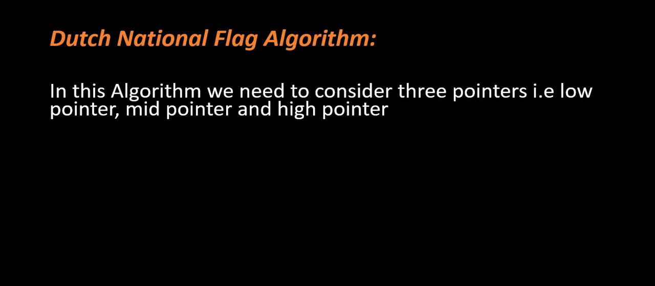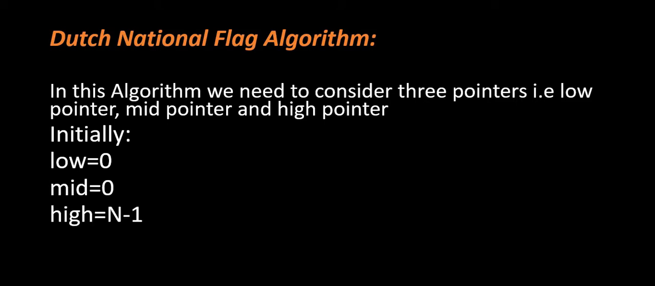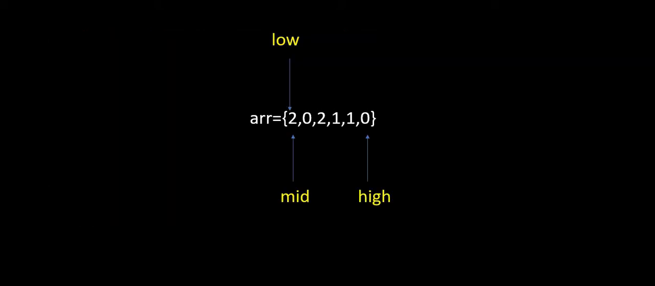In this algorithm we need to consider 3 pointers, that is low pointer, mid pointer and high pointer. Initially we'll initialize low equal to 0, mid equal to 0 and high equal to n minus 1. So from this diagram you can see that low is pointing to the 0 index, mid is also pointing to the 0 index and high is pointing to the n minus 1 index.